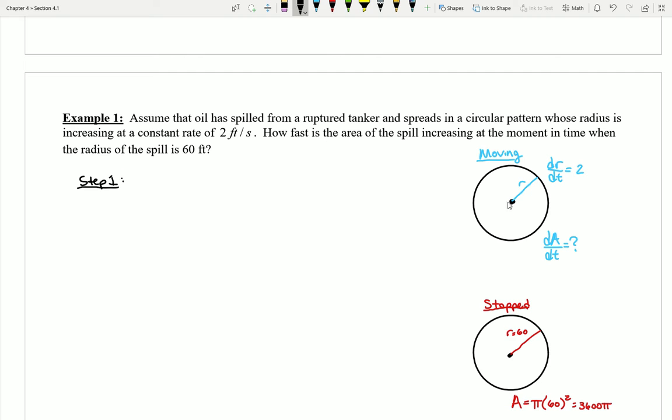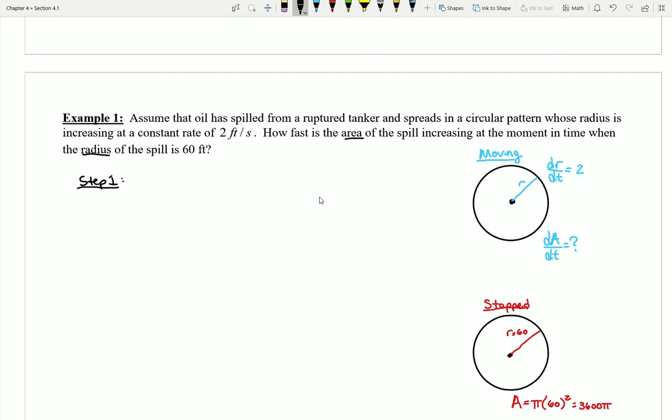What you'll notice here is that I really only have a couple variables. I have the radius of a circle and the area of a circle. Those are the only things that seem to be important right now. I know the radius, and I know that I'm interested in an area. Can I come up with any sort of equation that relates an area of a circle with a radius of a circle?